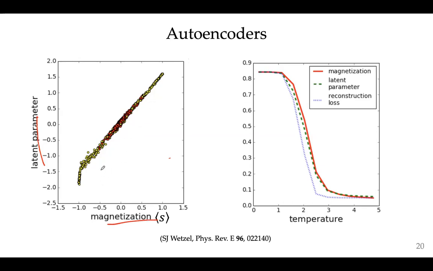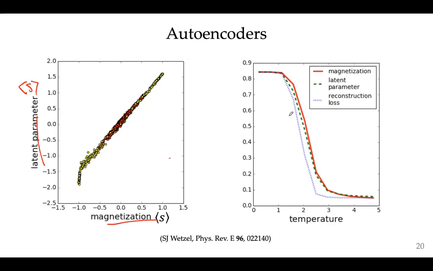You can see it here. So as the magnetization changes, the latent parameter changes linearly. That means basically the latent parameter is the magnetization. The nice thing here is that this is an unsupervised method, and so the autoencoder learns this magnetization by itself. So that's the nice part of it.